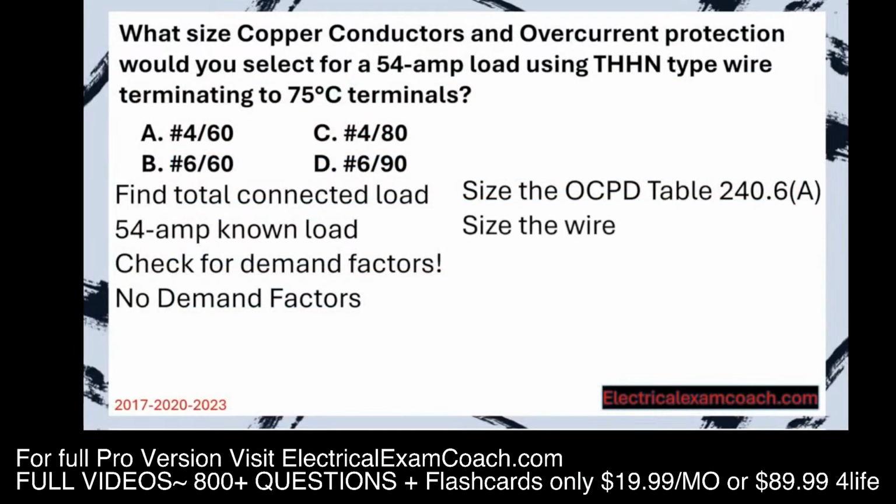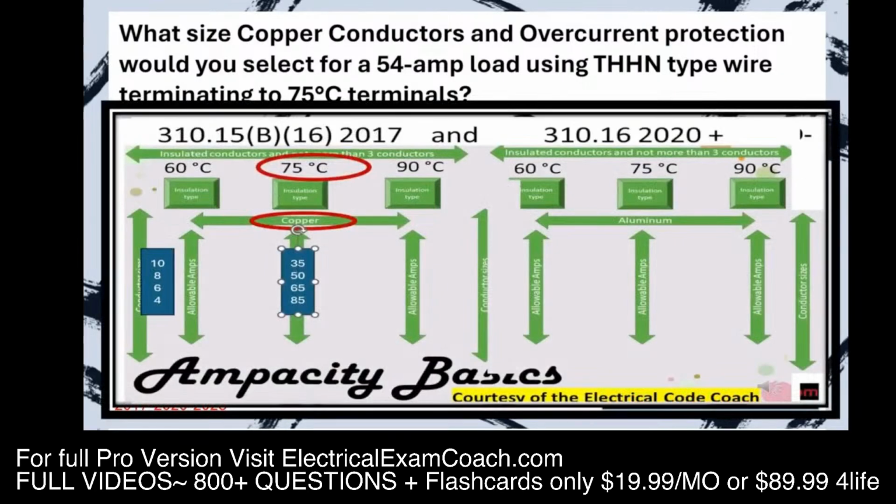Now, let's size the wire. For that, we're going to head to our primary ampacity table. We're going to start on the left-hand side and make sure that we're on the copper side because our question asks for copper. And we're in the 75 degree C column in this case. We're going to slide down and find a wire that covers the known load of 54 amps.